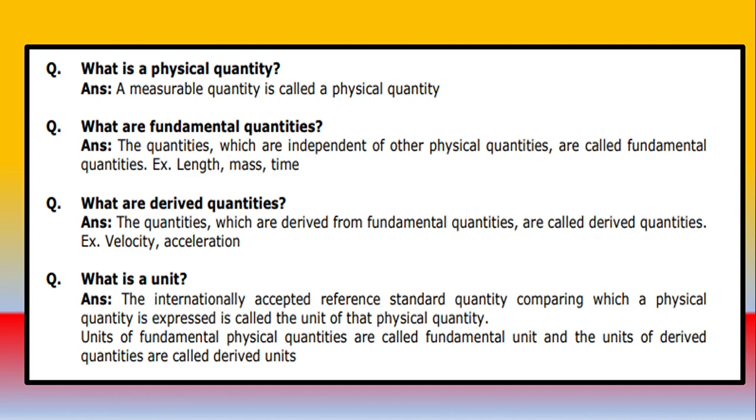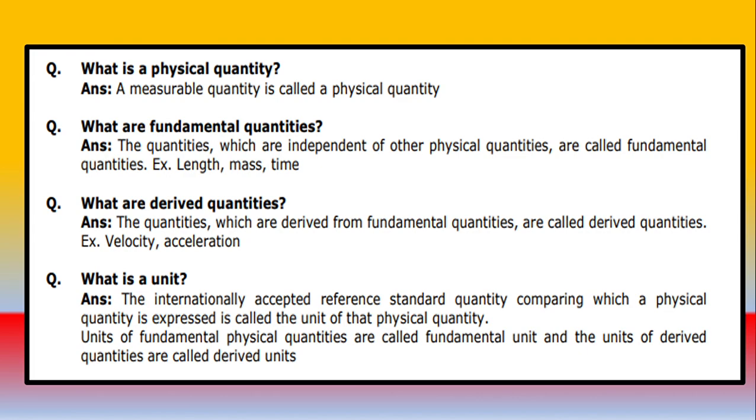In that, first we should know what we mean by a physical quantity. A measurable quantity is called a physical quantity. There are two types of physical quantity: fundamental quantity and derived quantity. The quantities which are independent of other physical quantities are known as fundamental quantities, like length, mass, time, which do not depend on any other physical quantity.